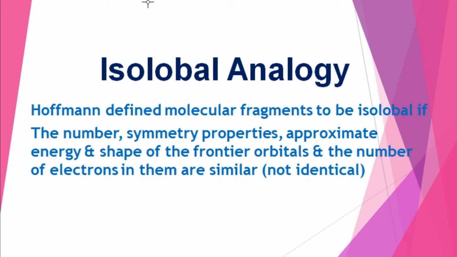So what does it mean? He tried to say that the two fragments should have some properties, like symmetry properties, or some energies, or some orbitals, or the number of electrons in them. So from this type of characteristic perspective, those two fragments should have some similarity. Based on that similarity, those fragments should be called isolobal to each other. This may seem a little bit complicated to you. Let me make you understand through some examples.